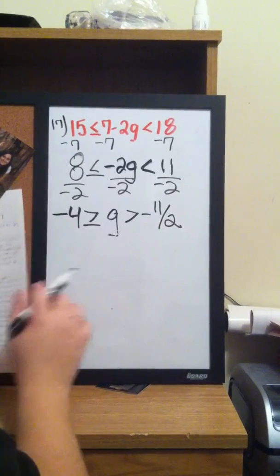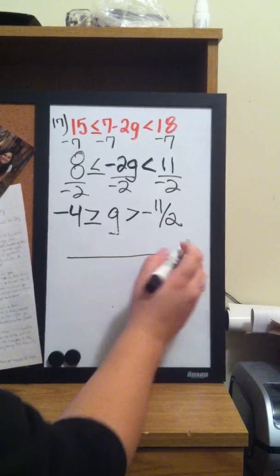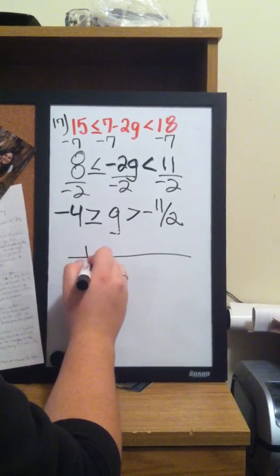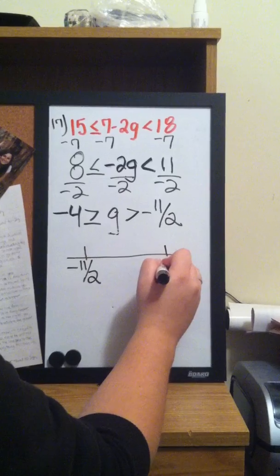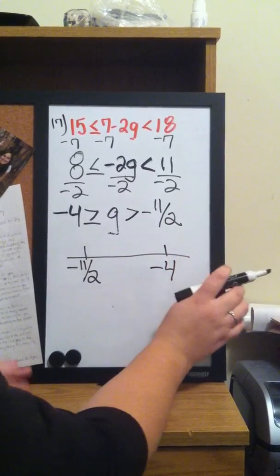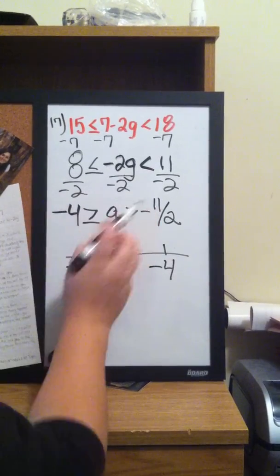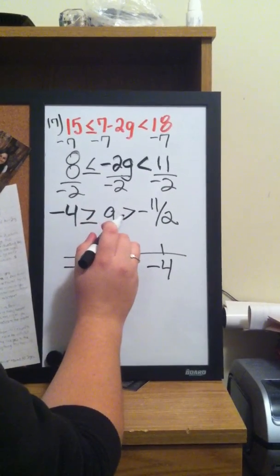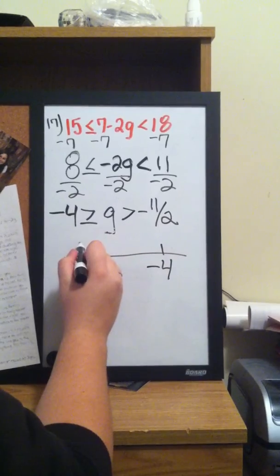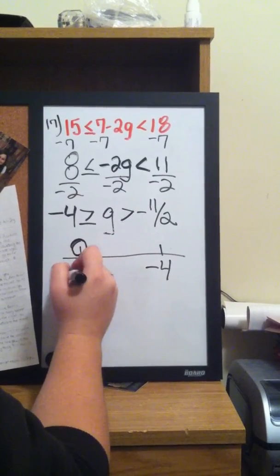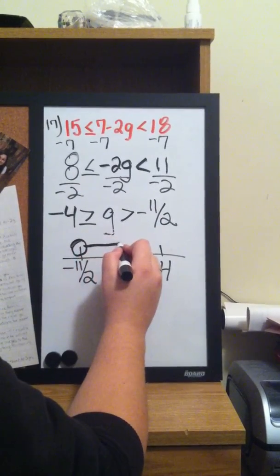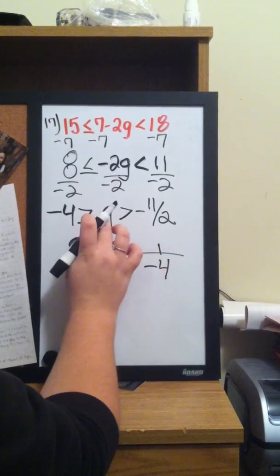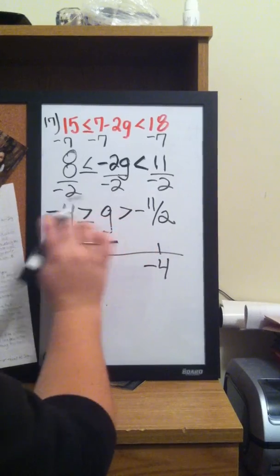On the number line, this answer would look like this. Like I said before, you do the smallest, which is negative 11 halves, to the biggest in that order. So negative 11 halves. This is reading g is greater than negative 11 halves. So it would be an open circle going everything towards the right. An open circle because it has no line under it. This is just greater than, not greater than or equal to.